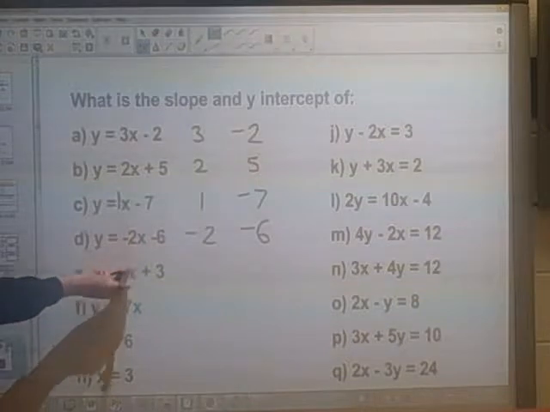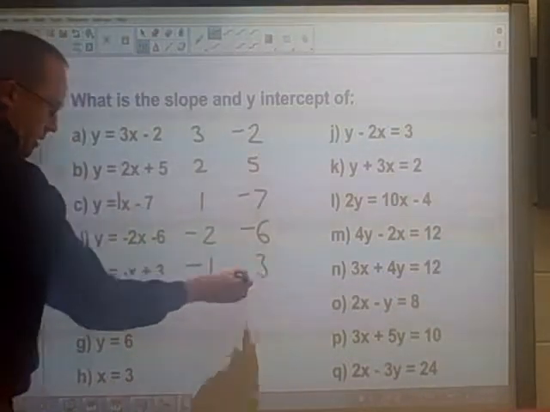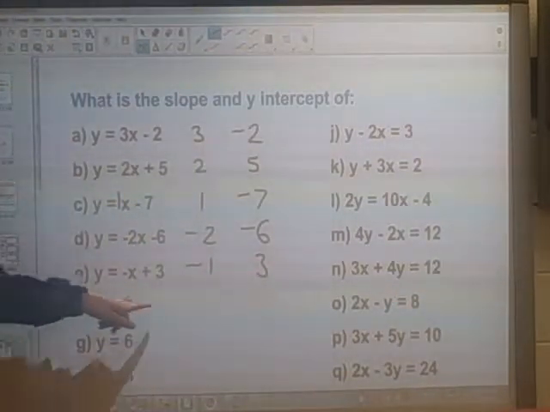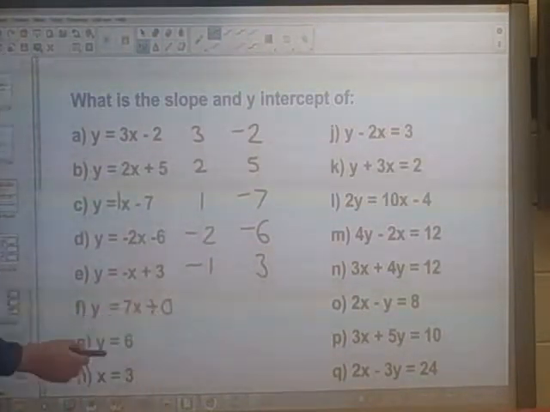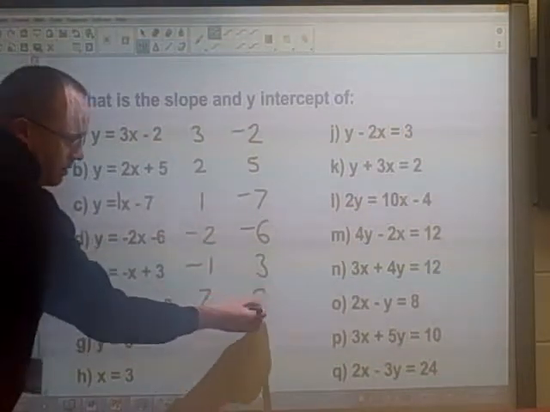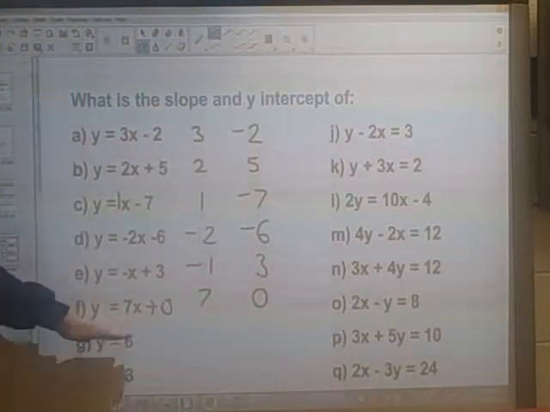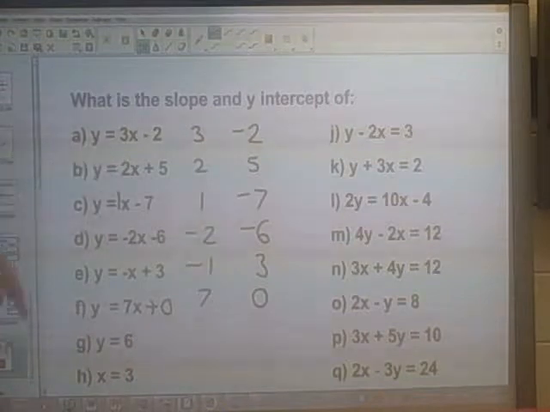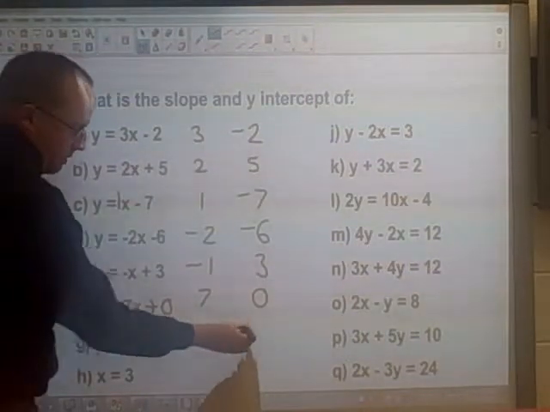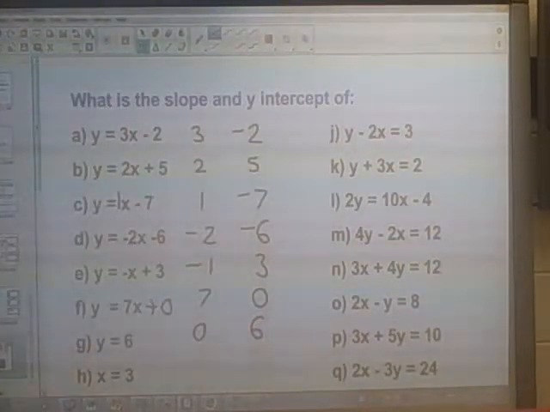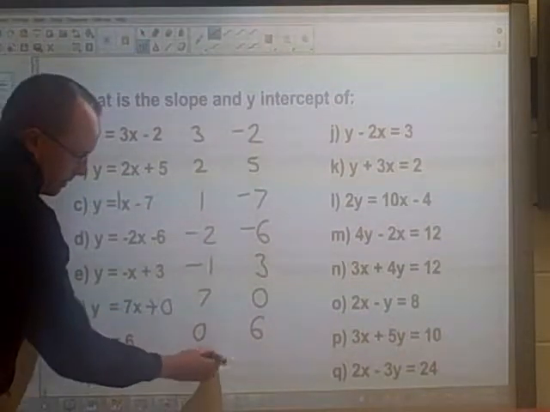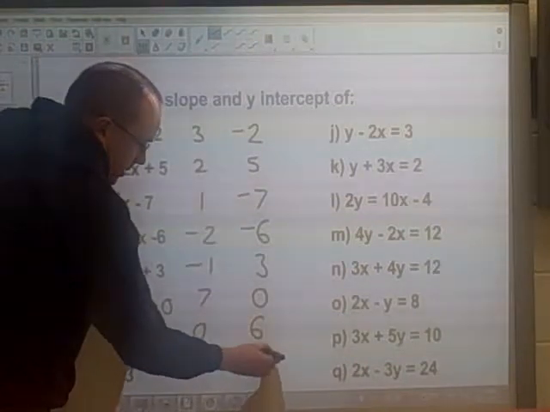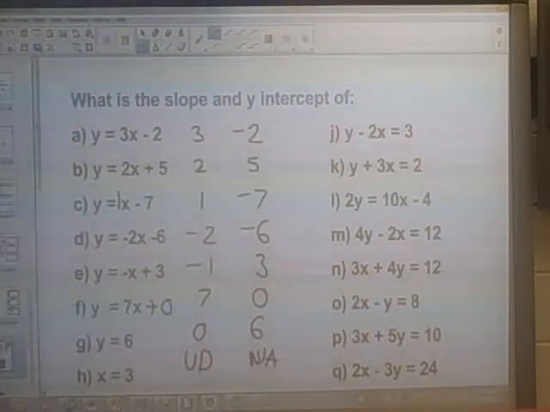No number for this one, so we know this is 1, so negative 1 and 3. This one here actually has no number on the end, so this could be the same as 7x plus 0. So you could say the slope is 7, y-intercept is 0. Now y equals 6, we need to remember what that is. That's the horizontal line, so it actually has a slope of 0, and it goes through 6 on the y-axis. X equals 3 is a vertical line, so that has undefined slope, and actually never passes through the y-axis. So this is not really appropriate for this question.